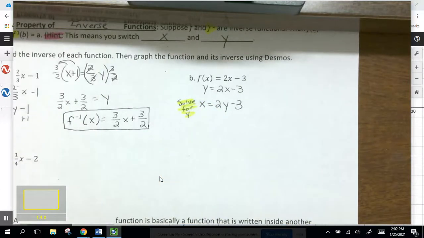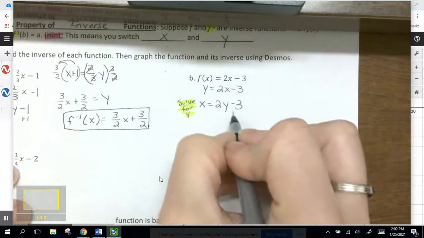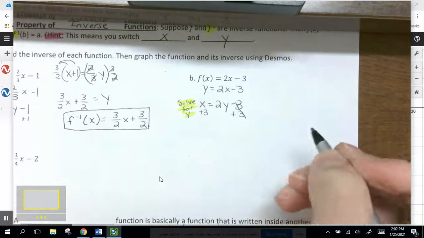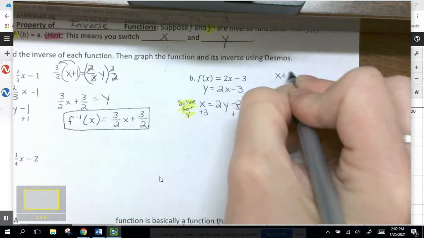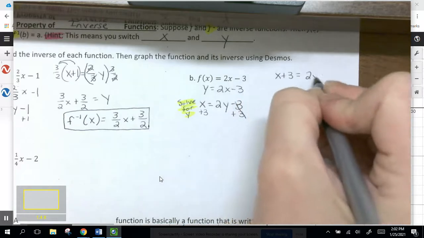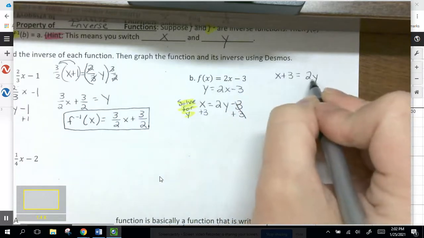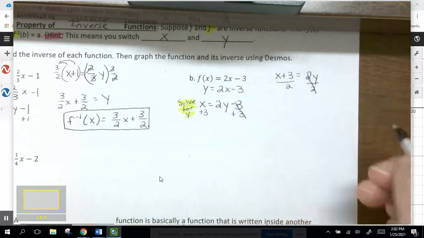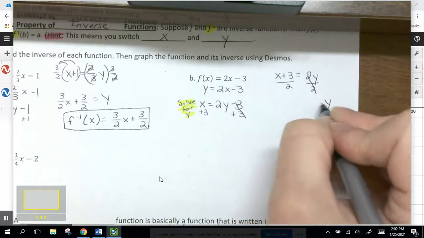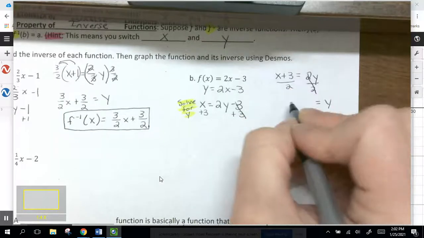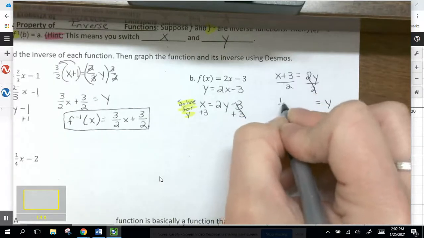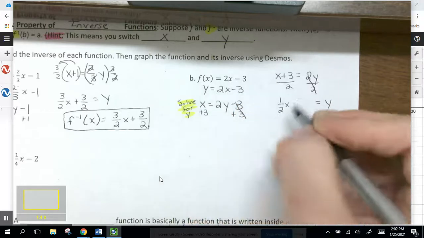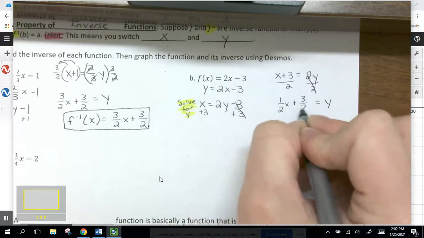Okay, so to solve for y, I'm going to add 3 to both sides to start with. Okay, that's going to give me x plus 3 equals 2y. And then to get rid of the 2 over here, we're going to divide both sides by 2. Okay, so here we have y. And then over here, I'm going to pull that apart, and it's going to be 1/2 x, because there's like a 1 in front of that x. So 1/2 x plus 3/2.